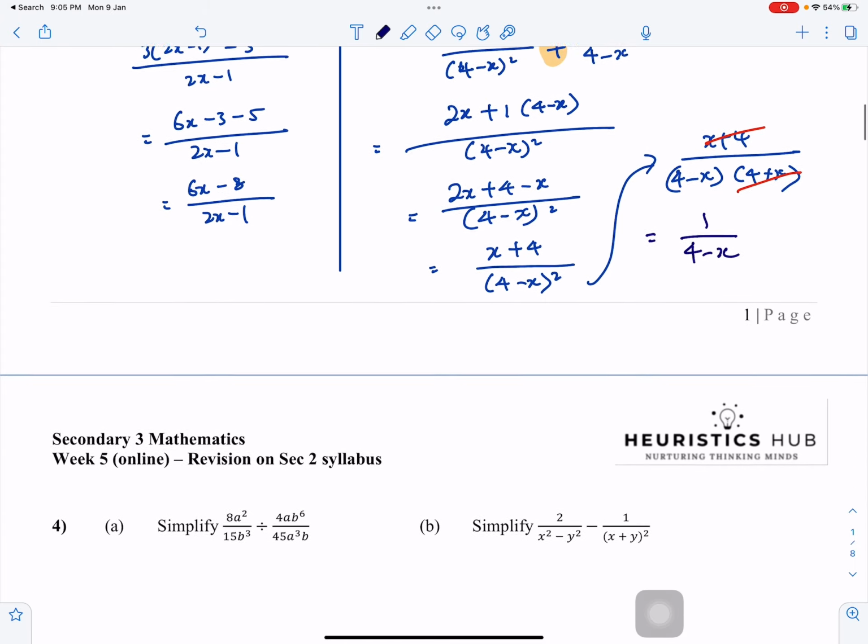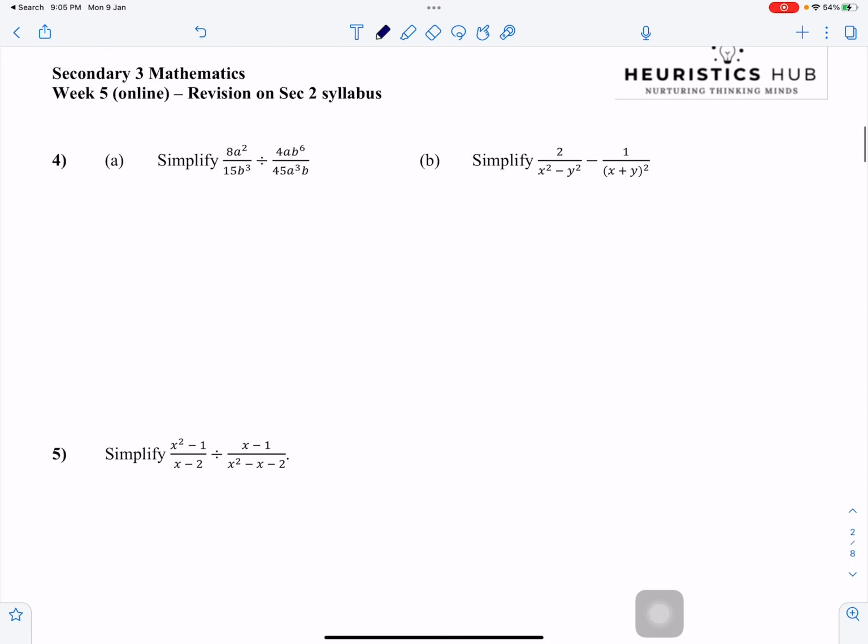Question number 4. Again, if you find that you cannot catch what I say because I spoke too fast, what you do is pause the video. It's easier to pause the video and look through the solution if you're not very sure. This is actually doing keep, change, flip, just in case you have forgotten. That's why I changed the divide sign to a multiplication sign. And there you go.